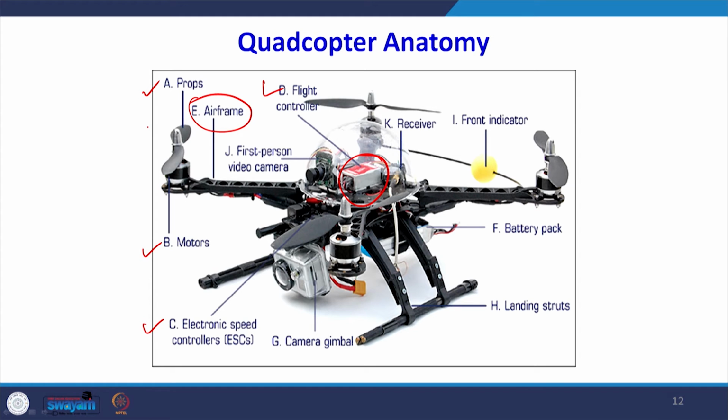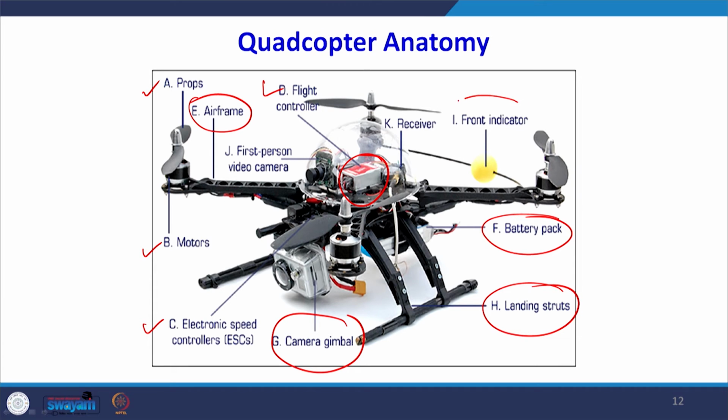Then after that is the battery pack, because it will draw the power from that battery pack. Then we have the camera gimbal system, because that will support the sensor system which it is carrying. Then we have the landing gear, so that it lands comfortably or smoothly onto the ground.